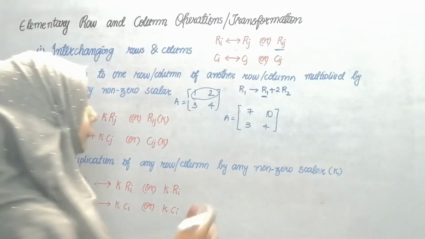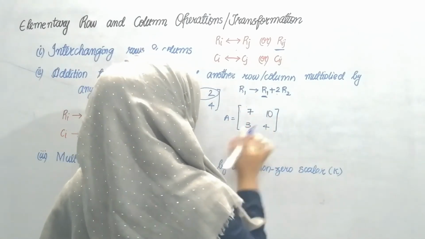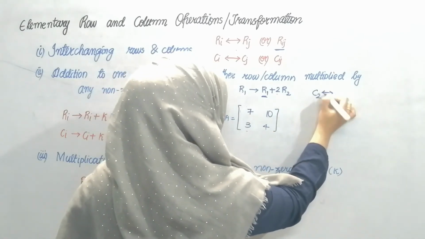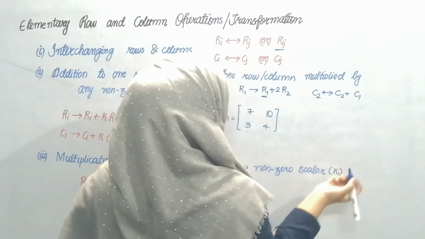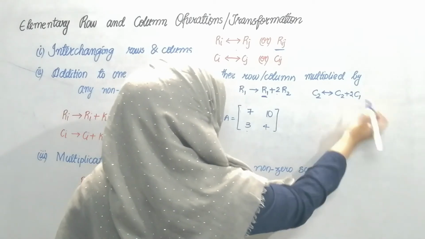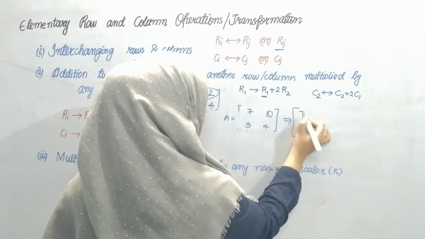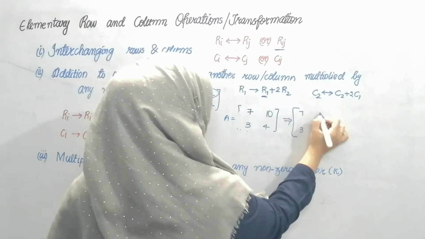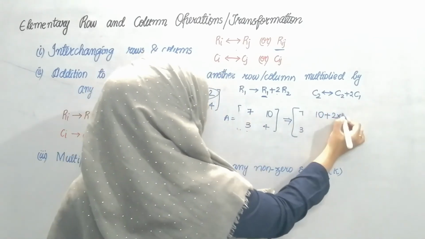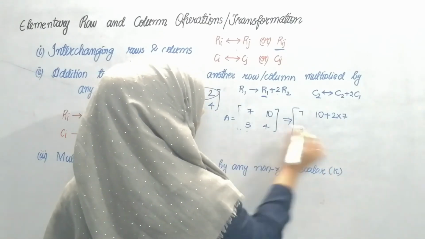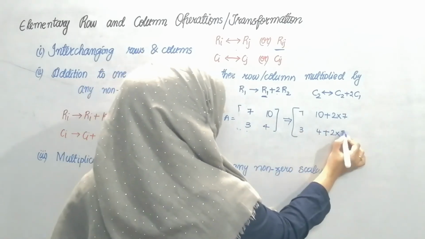Same way you can do for the column. If you are saying that I want to change the second column, what do you want to do? You want to add the second column with the first column. Also, if you want to multiply it with 2. Okay, what happens now? You're changing the second column, so the first column will remain as it is. So 7 and 3 will be as it is. In the second column, what you're doing? Second column element plus 2 into the element of first column, that is 7. Getting? Same way, element of second column plus 2 into element of first column.